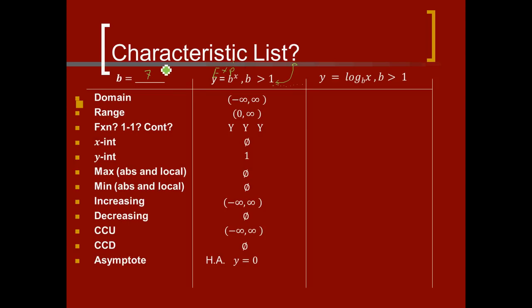So what if I ask you to do a log characteristic list with the base this time of 7? If you don't remember the characteristics of logs, but you do exponents, and let's be real, the exponent characteristic list ain't that hard, what's the number one fun fact of inverses? Domain and range are switched.